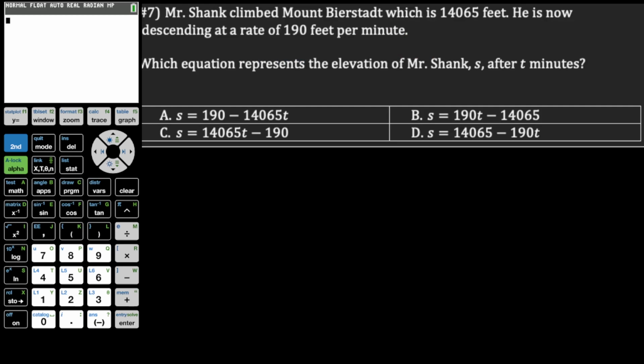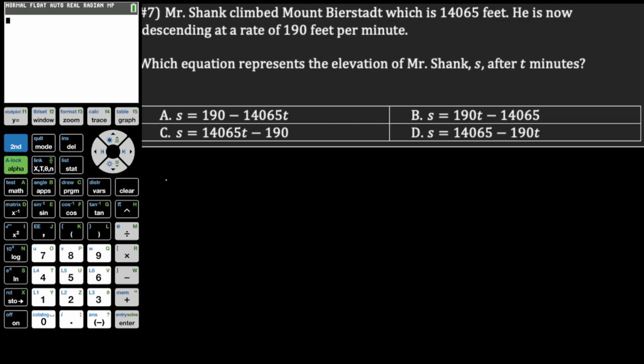Moving on to number 7, it says Mr. Shane climbed Mount Bierstadt, which is 14,065 feet. He is now descending at a rate of 190 feet per minute. Which equation represents the elevation of Mr. Shane, S, after t minutes?